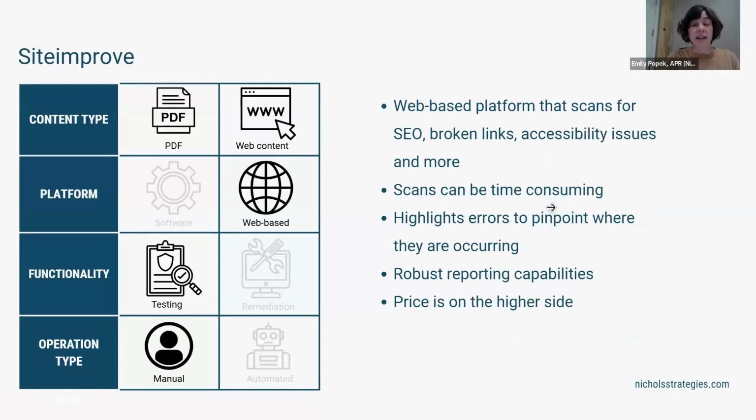And then I looked at Site Improve. This is also a web-based platform. It also can scan your PDFs as well as your web content. Site Improve, though, does a huge amount more than just accessibility. So it's also looking at things like SEO. It's looking at things like your sales funnel, which you probably don't have one if your website is like mine. It's looking at things like broken links, misspellings. So accessibility is just one part of the service that you're paying for, and the price reflects that, is what I will say.